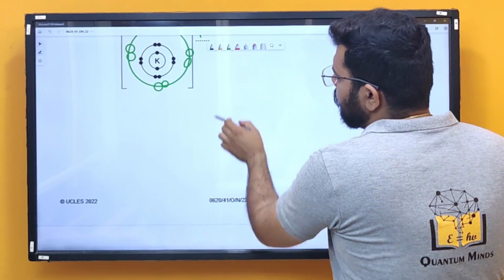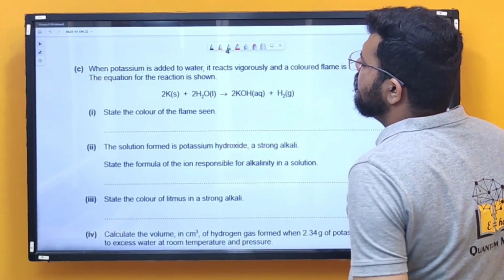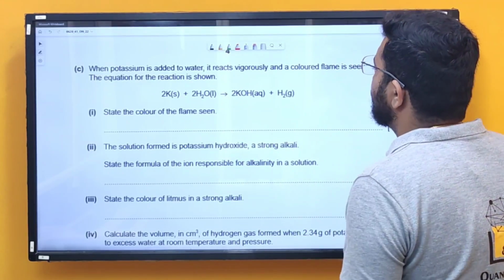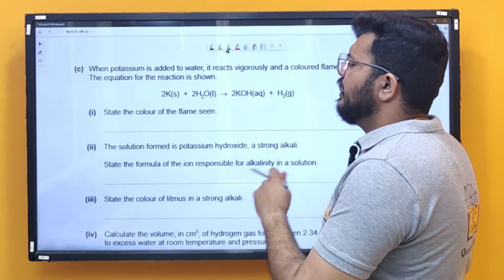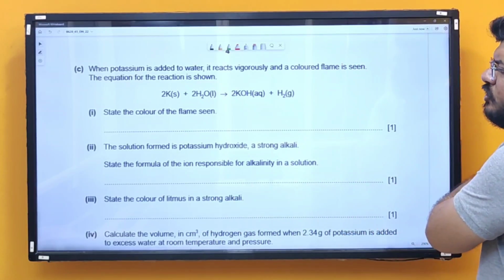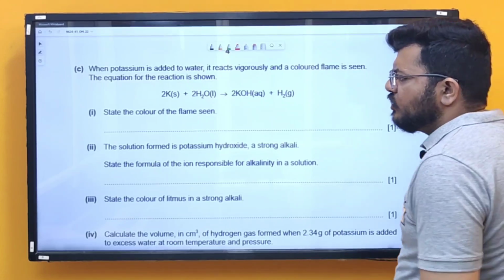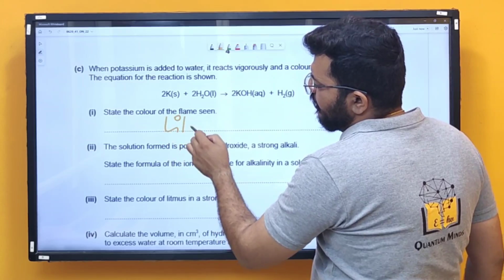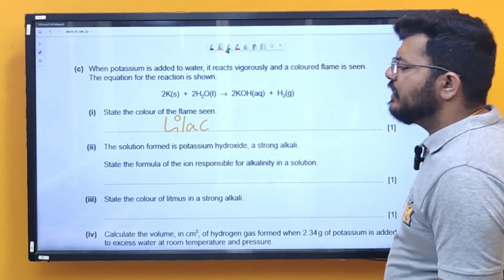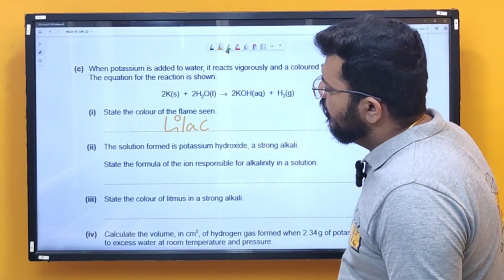Then when potassium is added to water, it reacts vigorously and a colored flame is seen. The equation for the reaction is shown: 2K plus 2H2O gives 2KOH plus H2. State the color of the flame. See, lilac, right? Potassium has a lilac flame. This is a flame test for potassium.